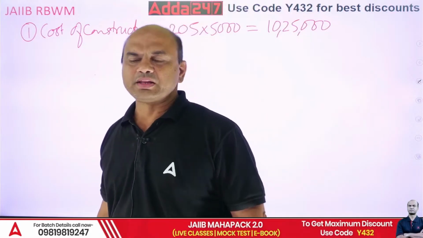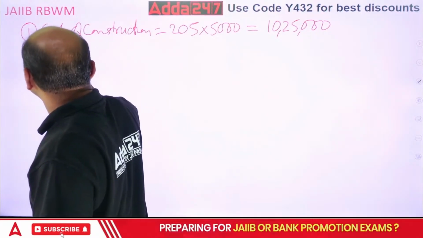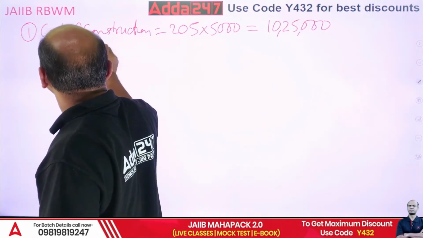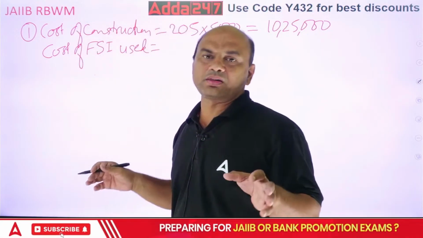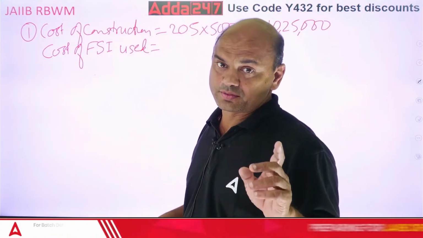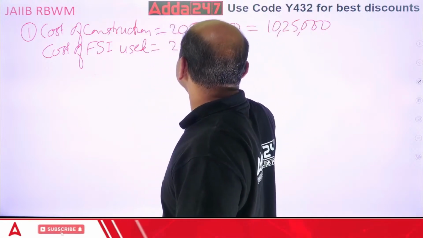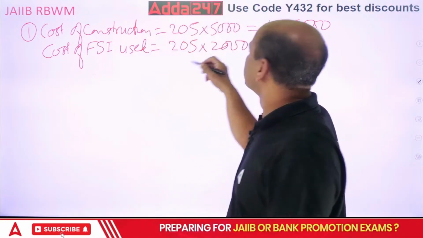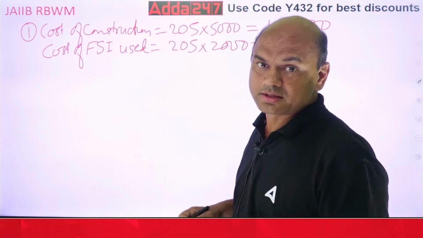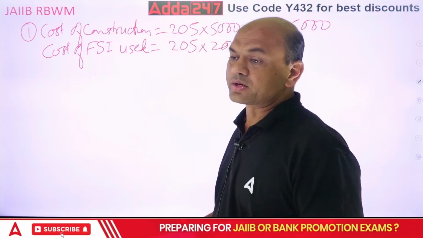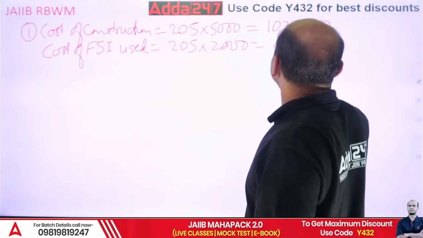Then cost of FSI used, which means cost of the land used. Cost of FSI used, whatever is used by me. So whatever land is gone. How much land is gone? 205. That is the house I have built. So 205 into the land cost, which is 2,000. Right? So 2,000 into 205. I'm a bit fast, but we have to cover mostly two numericals, this one and the next one. So what is it? 4,10,000. Okay, so this much is this.